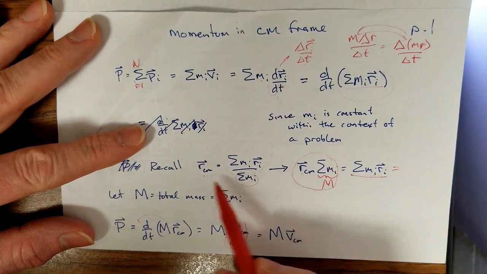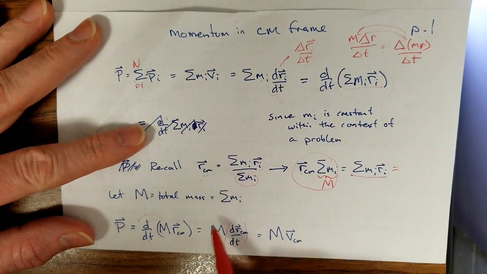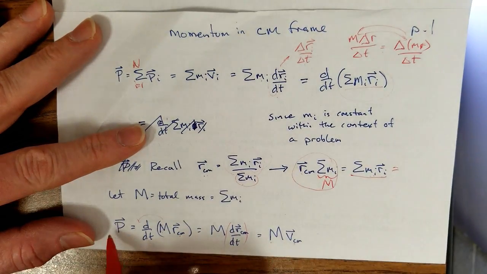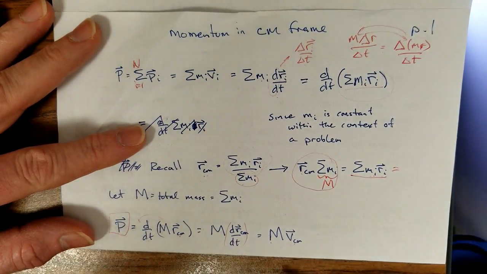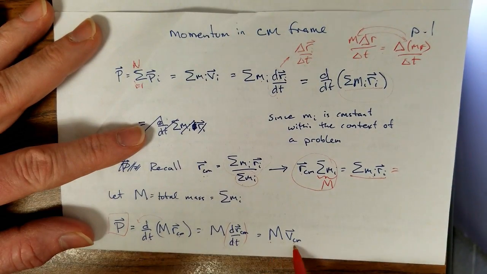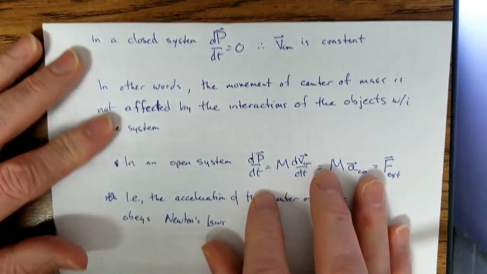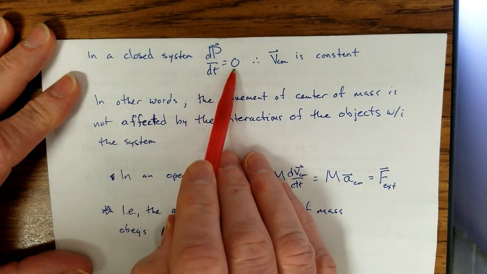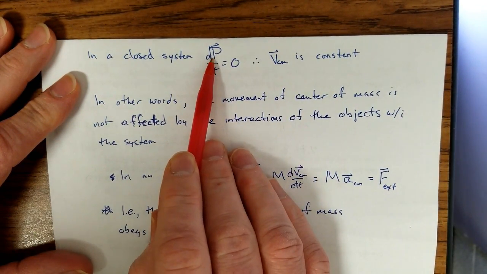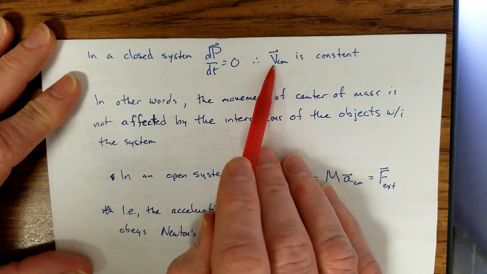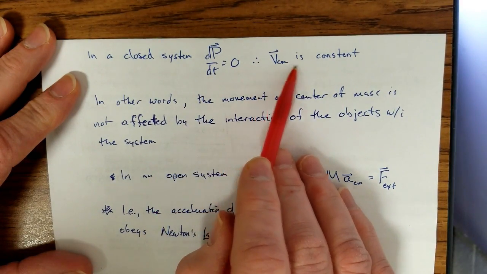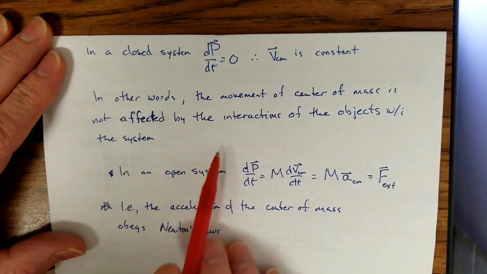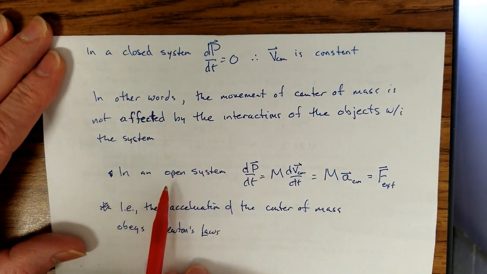Now this is the position for the center of mass, as indicated right there. So this is mass times the velocity of the center of mass. In other words, the momentum of a system is just the total mass times the velocity of the center of mass. So in a closed system, since the change in momentum over change in time is 0, in other words, momentum is conserved, momentum is constant, the velocity of the center of mass is constant. So the movement of the center of mass is not affected by interactions of the objects within the system.